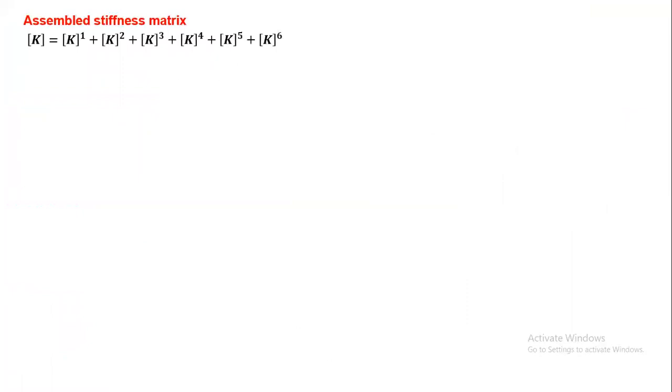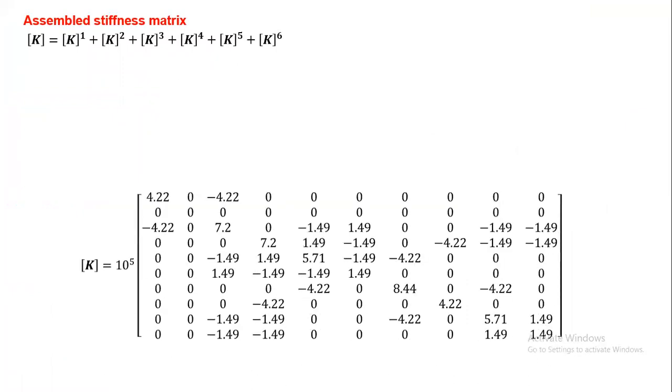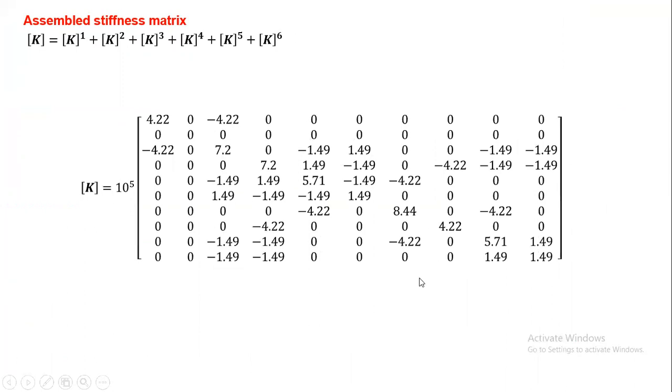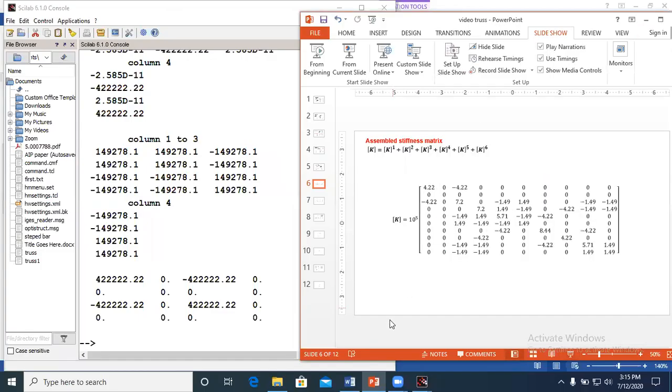Now you can see here, this is K1 plus K2 plus K3 plus K4, K5, and this is the assembled stiffness matrix. Now I will show you how to write the codes for this. Then we will go for solving the equations.